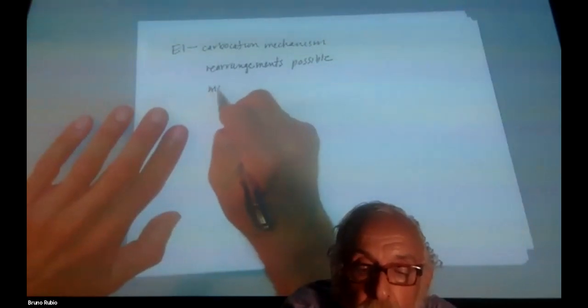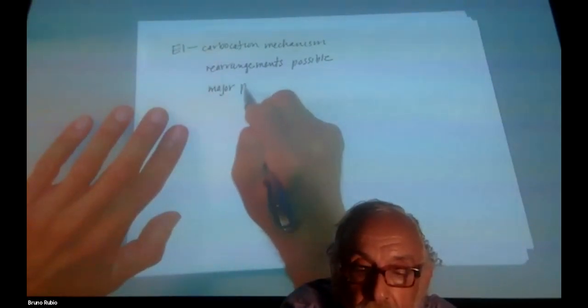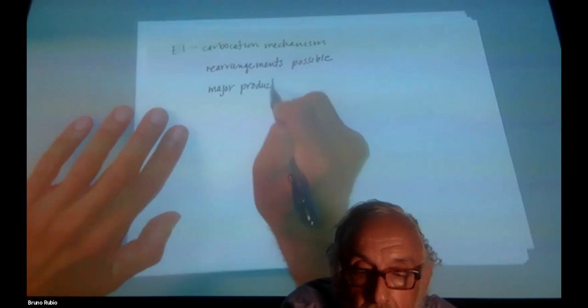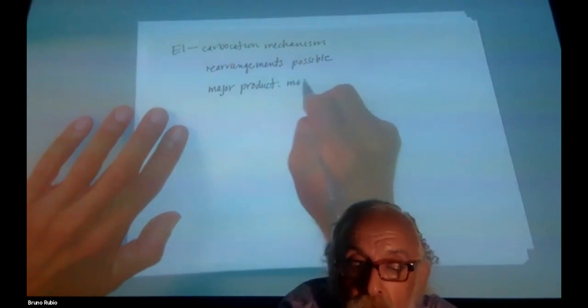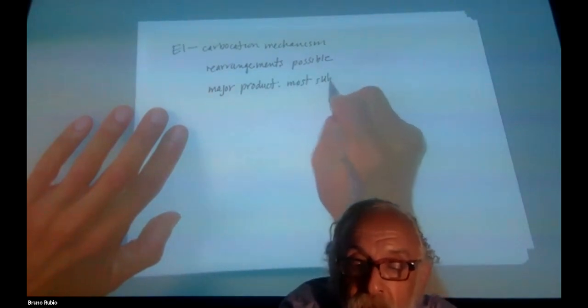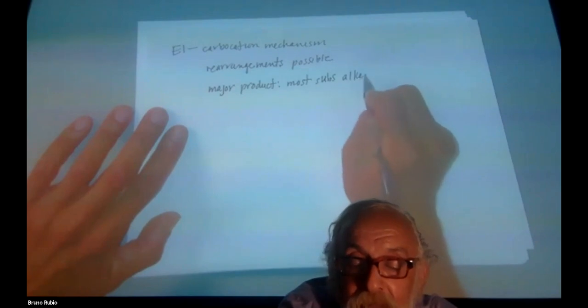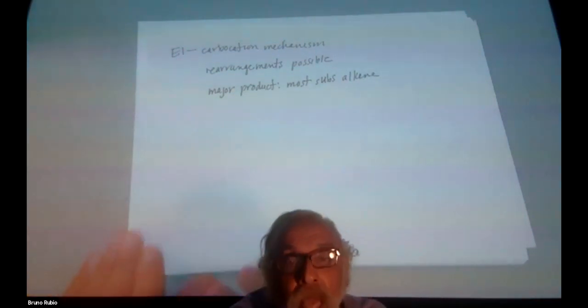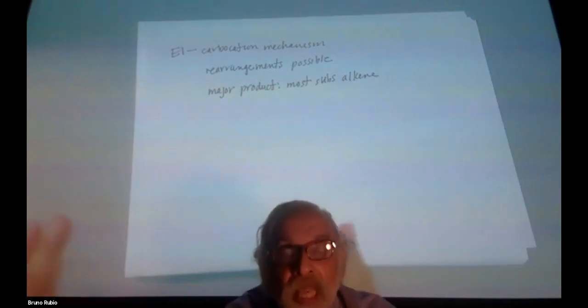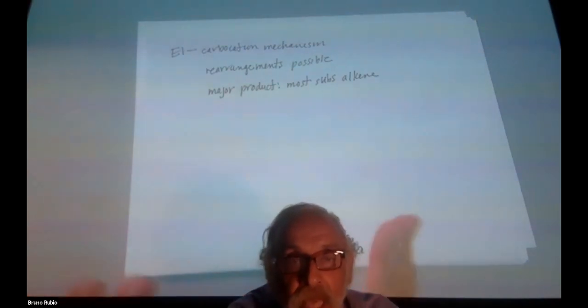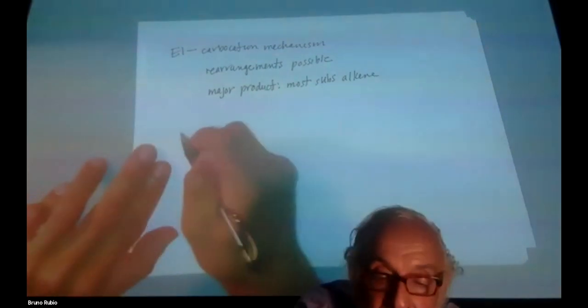The major product is going to be the most substituted alkene. It doesn't have the stereochemical requirement of the E2. So the E1 is a carbocation mechanism.